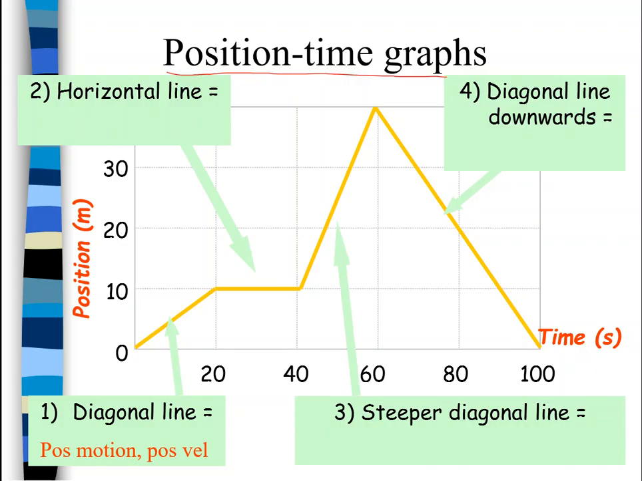Now, how about for line 2? We don't have any change on the y-axis, so there's no displacement. That means there's no movement. You can also look at that and see that the velocity is 0 because the slope is 0.